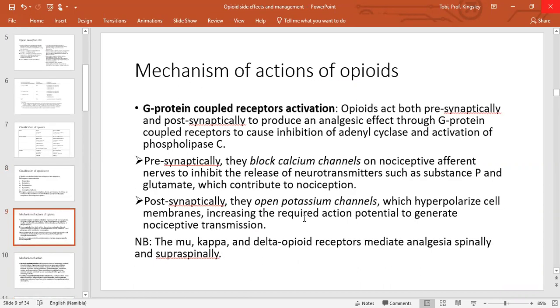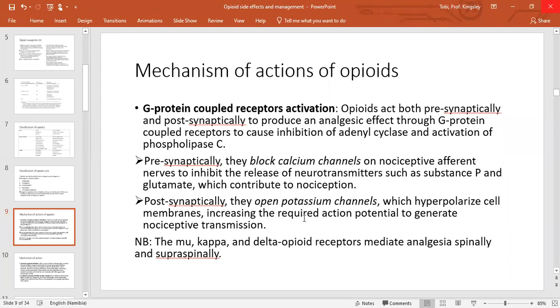How do opioids work? There are different mechanisms of action of opioids. Generally, opioids act both presynaptically and postsynaptically through the activation of G protein coupled receptors. And the effect is to cause inhibition of adenylyl cyclase and therefore the activation of phospholipase C. Presynaptically, opioids block calcium channels, and this causes inhibition of the release of neurotransmitters such as substance P and glutamate, which contribute to pain sensation.